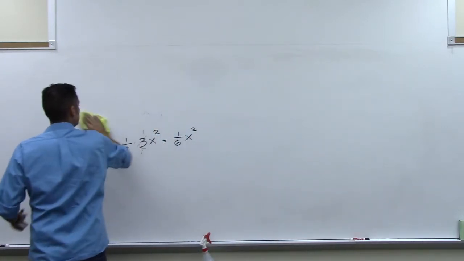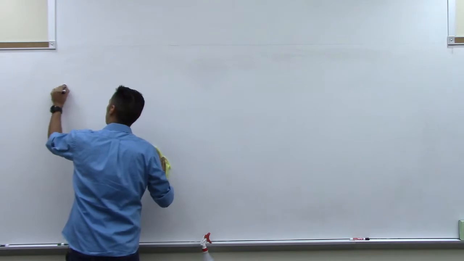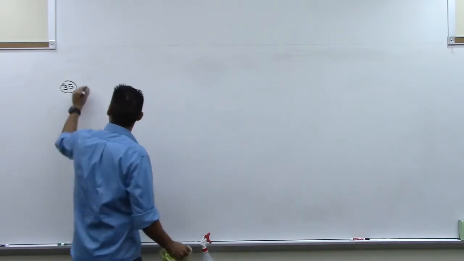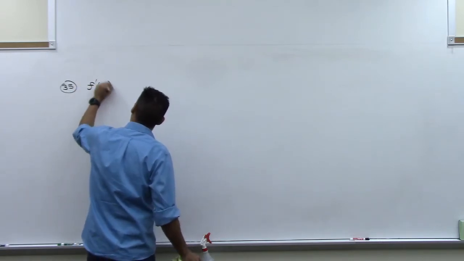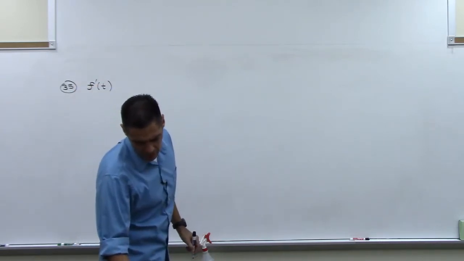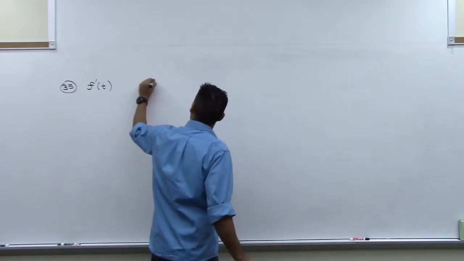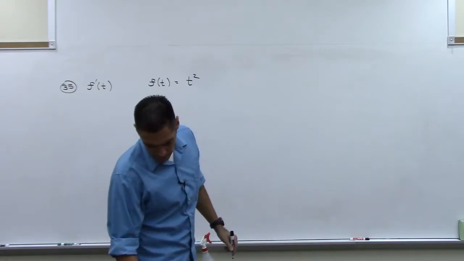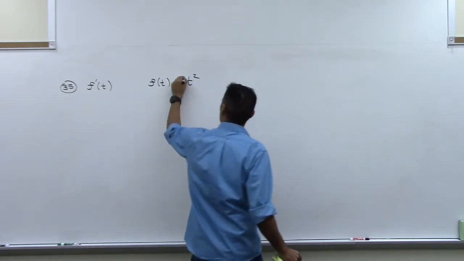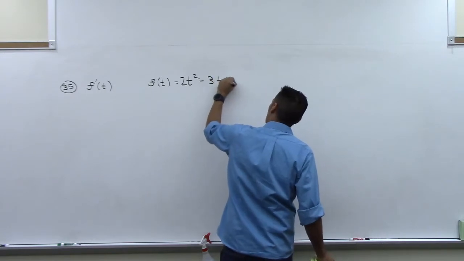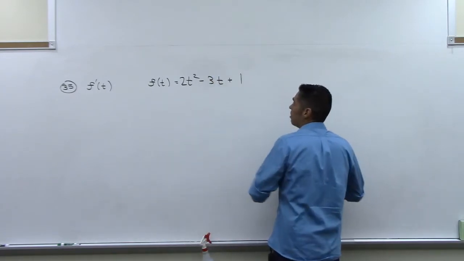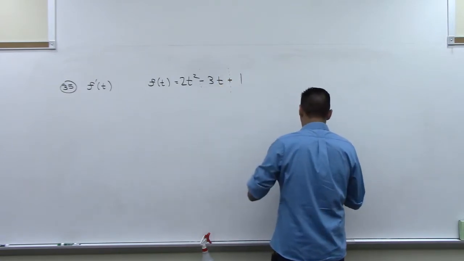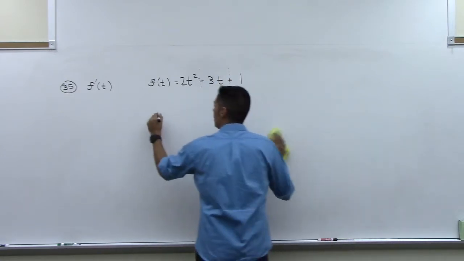35. Find f prime of t if they give you that f of t is 2t squared minus 3t plus 1. This time we have three terms. We've got this, this, and this. So I'm going to take the derivative of each one individually.